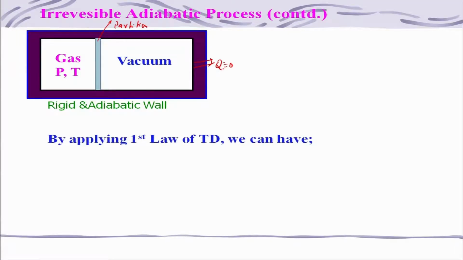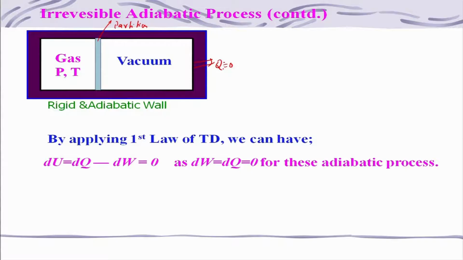However, the pressure will be reduced, and we can apply the first law of thermodynamics. In this case, the work done is 0, and the heat, because it is an adiabatic process, is also 0. Therefore, there will not be any change in internal energy. Internal energy will remain constant.